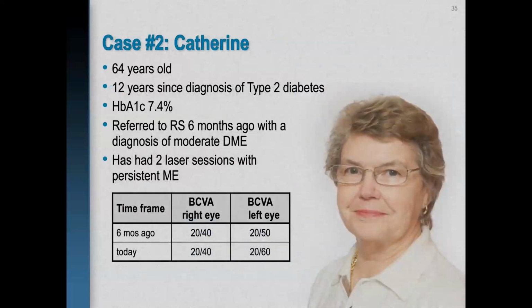Okay, now we've got good old Catherine, who's 64 years of age, and she's a type 2 diabetic. Let's see if you can answer this yourself. Her A1C is 7.4. Not bad. 6.5 is where we want to be. And she was diagnosed as a moderate diabetic macular edema. So she's had 2 laser sessions. Her vision, not bad at 20/40. And it's stayed pretty much about the same. Next slide, please.